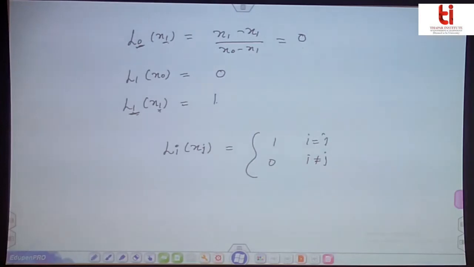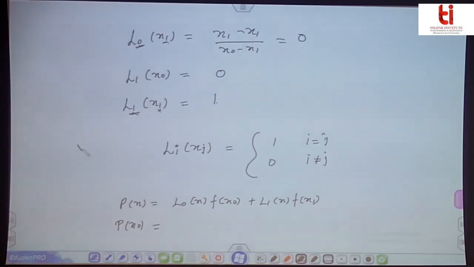This is what? P of x equal to L0x f of x0 plus L1x f of x1. So what would be the value of P of x0? The value of P of x0 is what? L0 x0 will be 1 times f of x0, and this value L1 x0 will be 0. Okay, so the value is coming out to be f x0. So the polynomial value is equivalent to the function value at the point x0. This is the property of the interpolating polynomial.